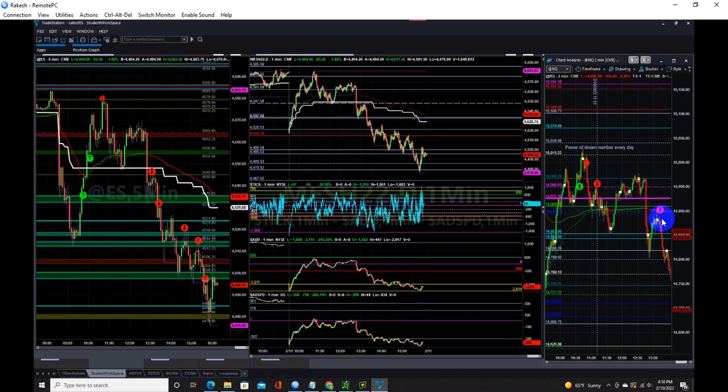And then I was waiting, and then it pulled back to this VWAP, which was also yesterday's low area. So here there was a short in ES also, 45, this broken support.